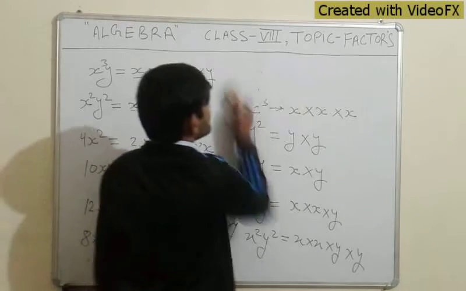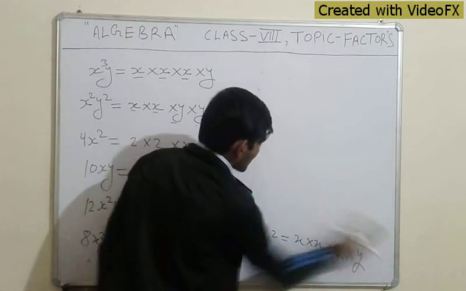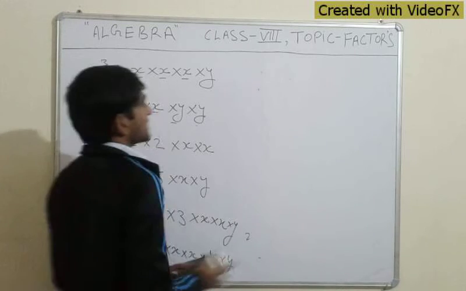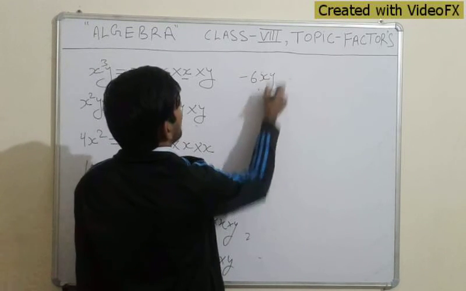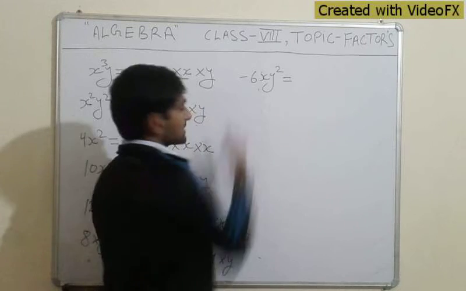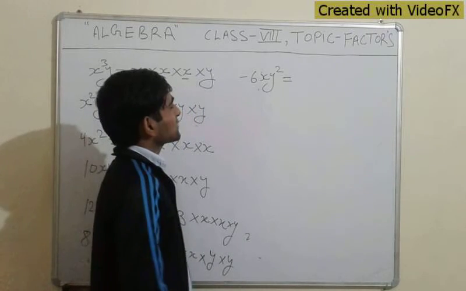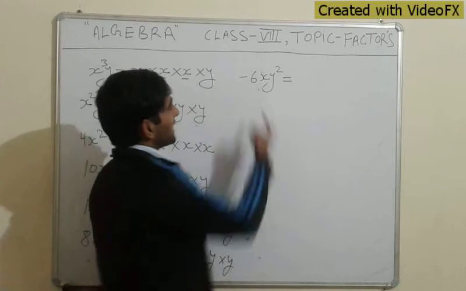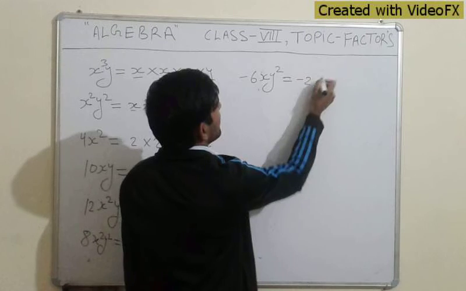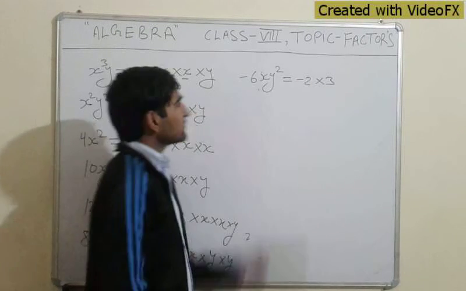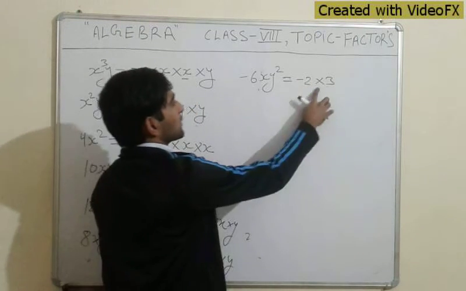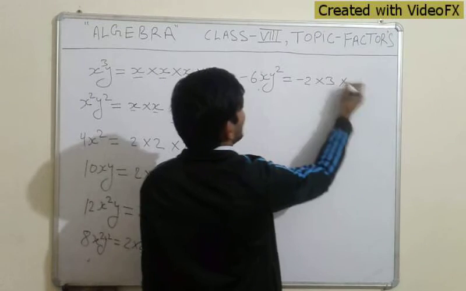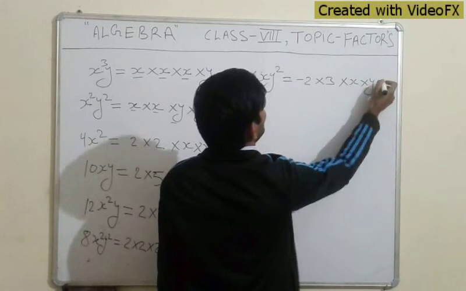Also, some other factors are minus 6x y square. Here we can write 6 as minus 2 multiply 3. If this is minus, then put minus here. 2 into 3 is 6, into x into y into y.